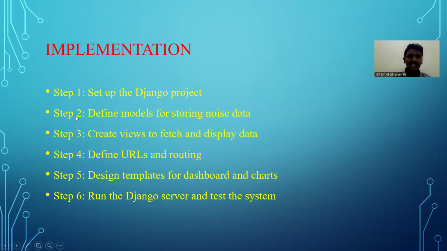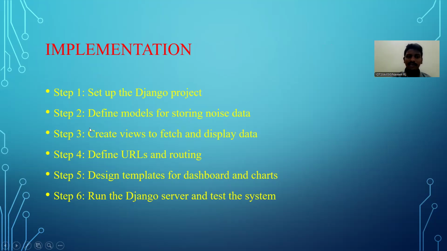We have six steps. First, set up the Django project. We'll be setting up the Django project using Python code and defining the models for storing the noise data, which we have collected from the IoT sensors or monitoring stations which we placed in urban cities. Through this, we will be storing the data in the SQL database. In the database, we will be defining the models for storing the noise data.